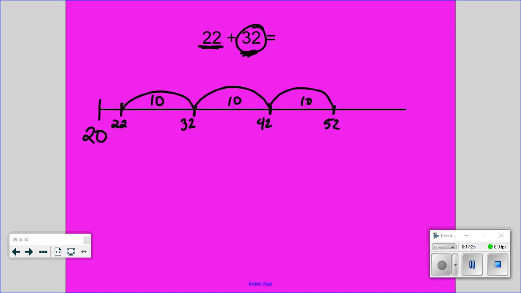Alright, I have gone a distance of 30. 10, 20, 30. Is that it? No. Look at the number that I'm adding on to. Emma, what do I need to do now? You need to add the 2 ones. I need to add my 2 ones.